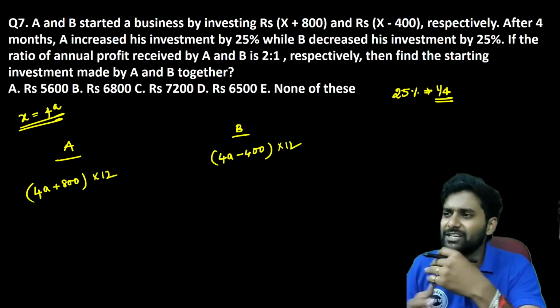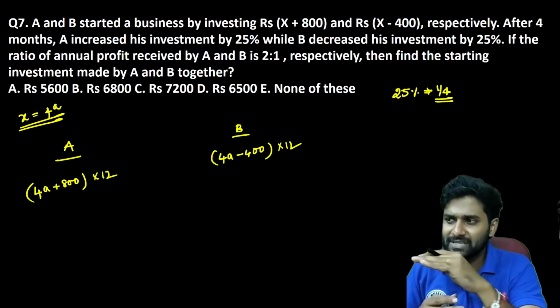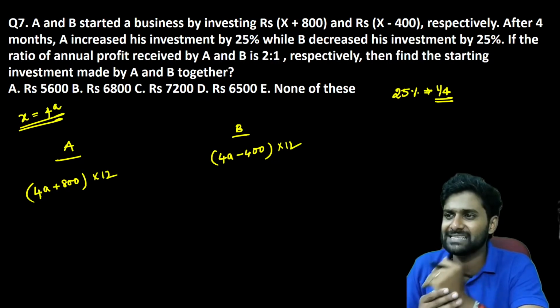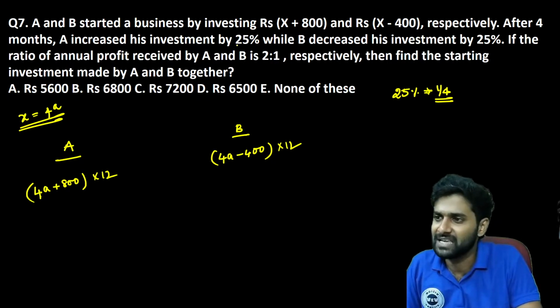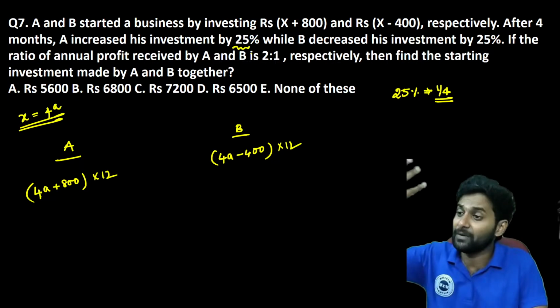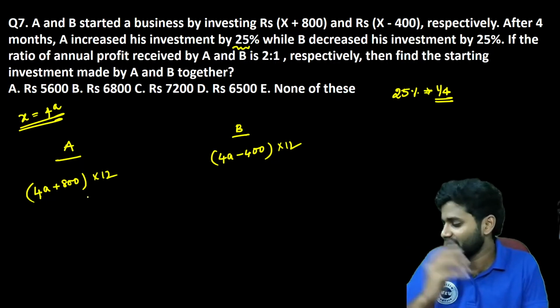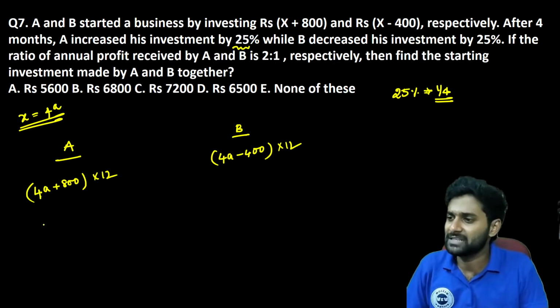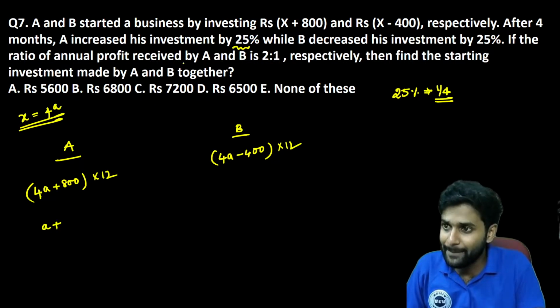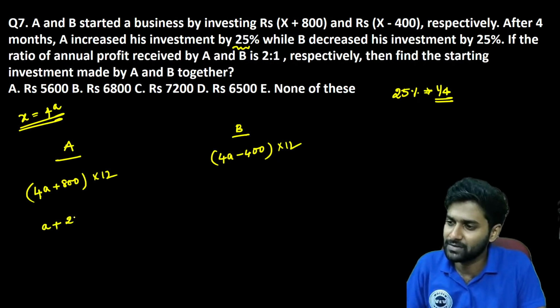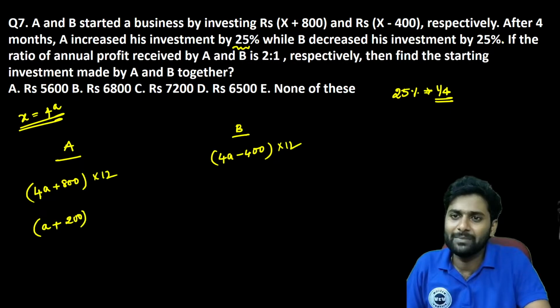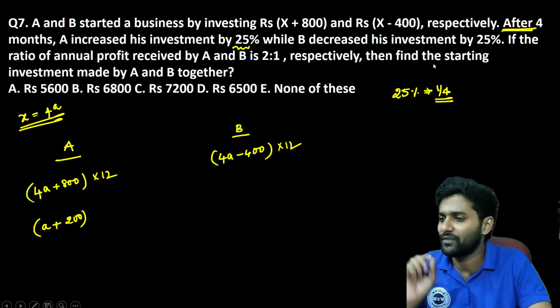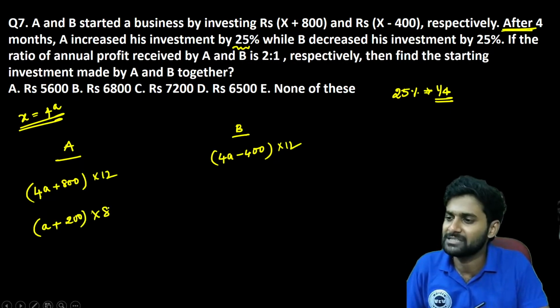Now see, after 4 months, the person was not there in the first 4 months. A increases investment by 25%. Now he is investing 25% more. We already took this data for 12 months, right? So the 25% value becomes exactly equal to a plus 100. Why? Because 1/4 of that value is 100. And they clearly mentioned that this investment was not there for the first 4 months. So you have to take it for 8 months.